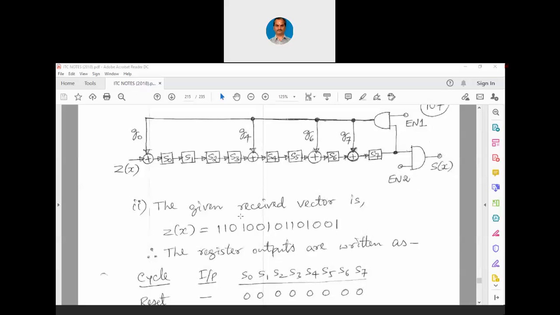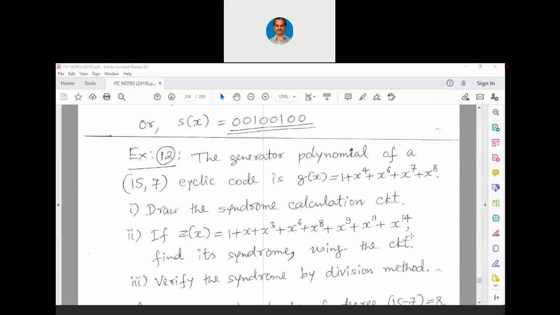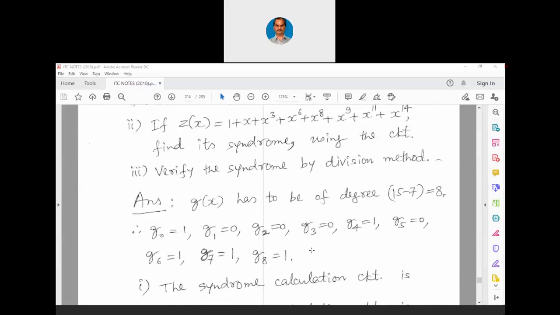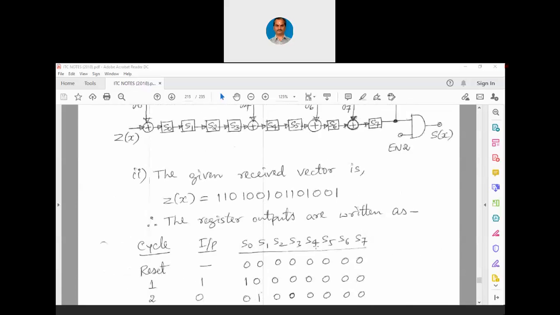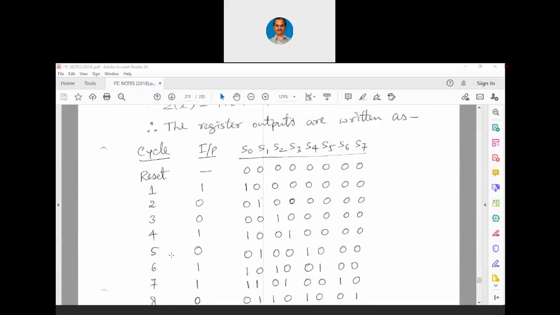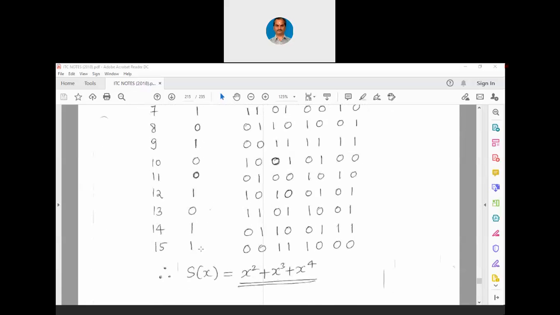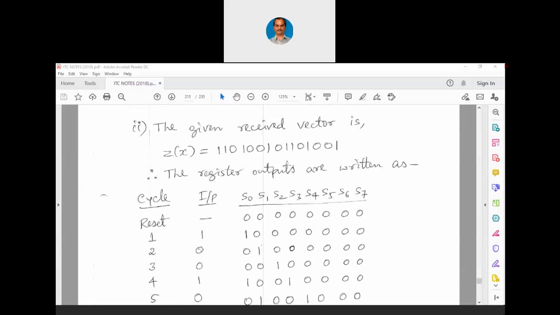So now the given received vector, we can write it in the binary form 110, 100, 10, 11, 01, 001, corresponding to this big polynomial. We have this binary number. Now, the register outputs one by one for the clock cycles. You can say input 100, 101, 101, 001, 101, that way it goes on. We have totally 15 bits here. At the reset, it is all 00. After that, we have these 15 bits here.